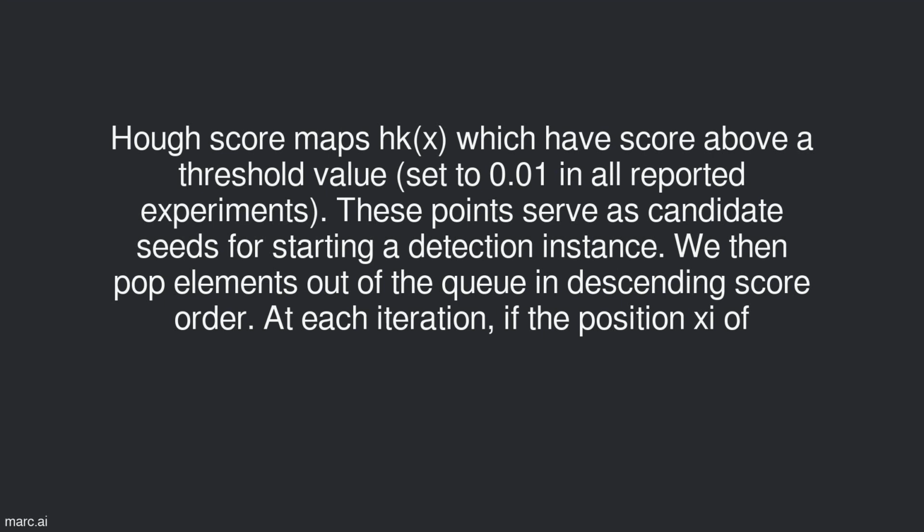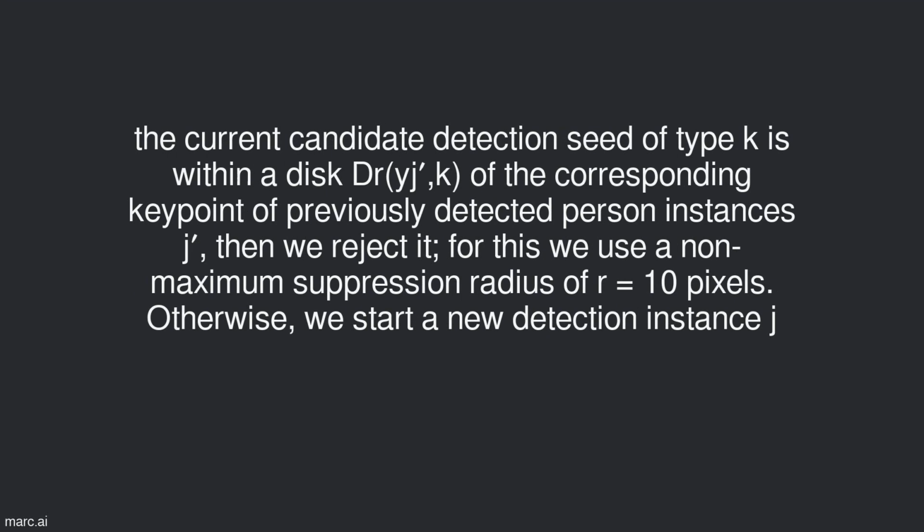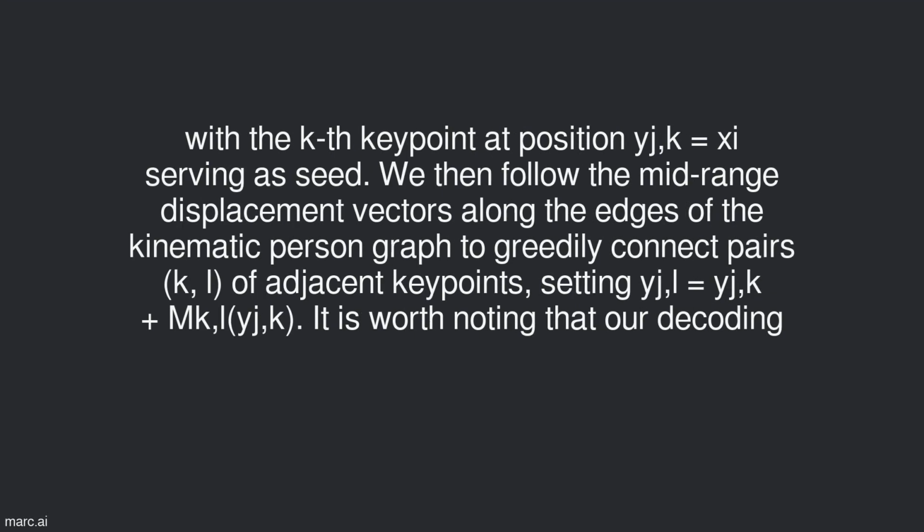We then pop elements out of the queue in descending score order. At each iteration, if the position xi of the current candidate detection seed of type k is within a disk of the corresponding keypoint y_j,k of previously detected person instances j, then we reject it. For this we use a non-maximum suppression radius of r equals 10 pixels. Otherwise, we start a new detection instance j with the kth keypoint at position y_j,k equals xi serving as seed. We then follow the mid-range displacement vectors along the edges of the kinematic person graph to greedily connect pairs k, l of adjacent keypoints, setting y_j,l equals y_j,k plus m_k,l(y_j,k).